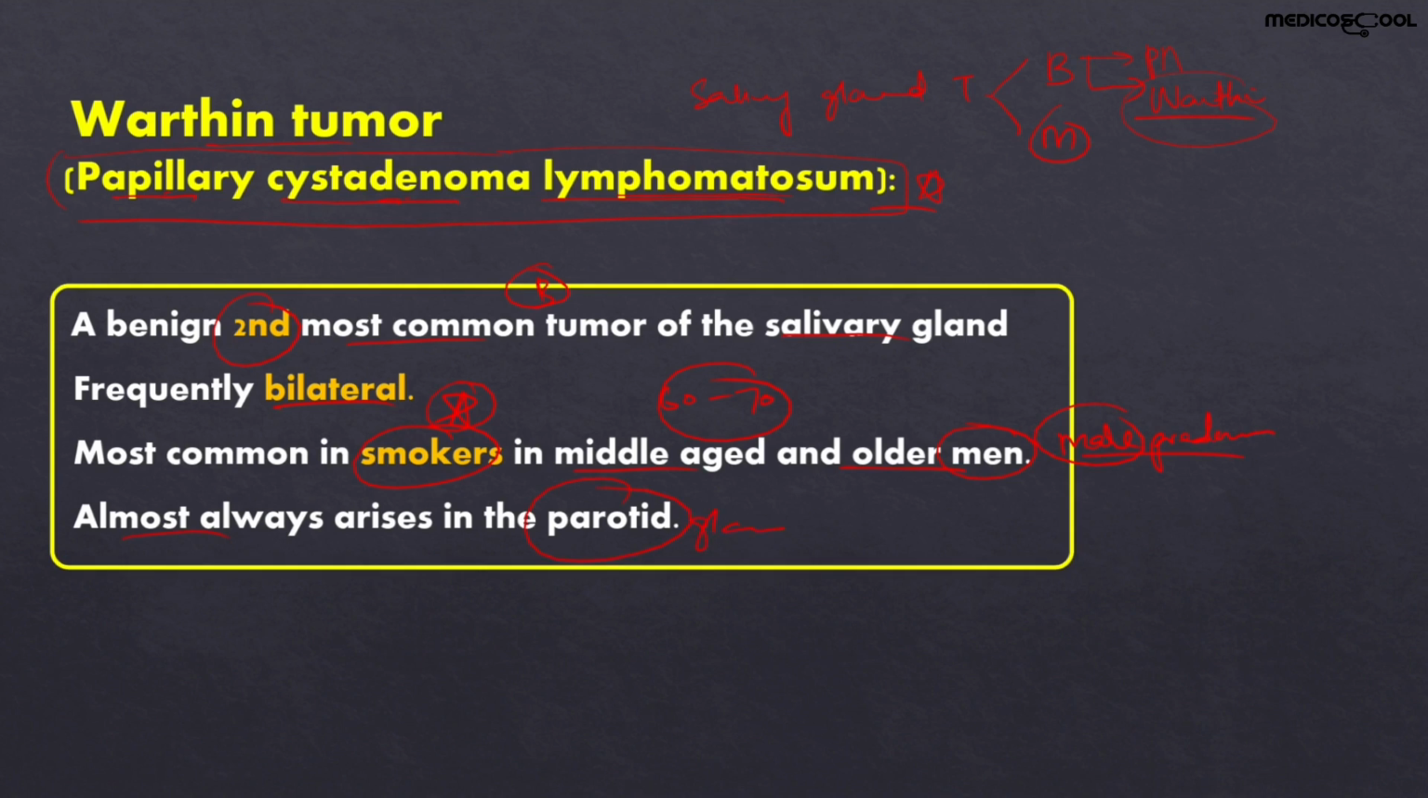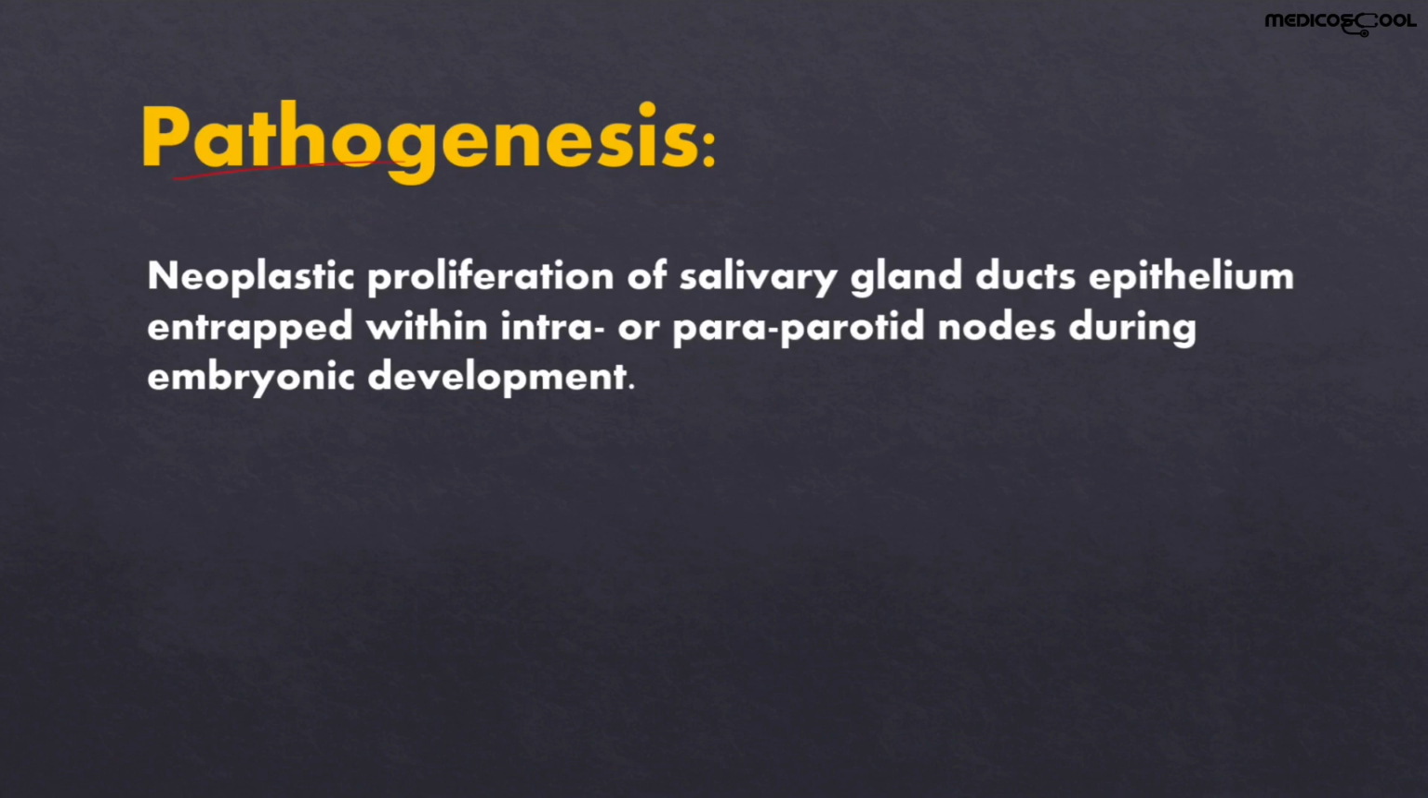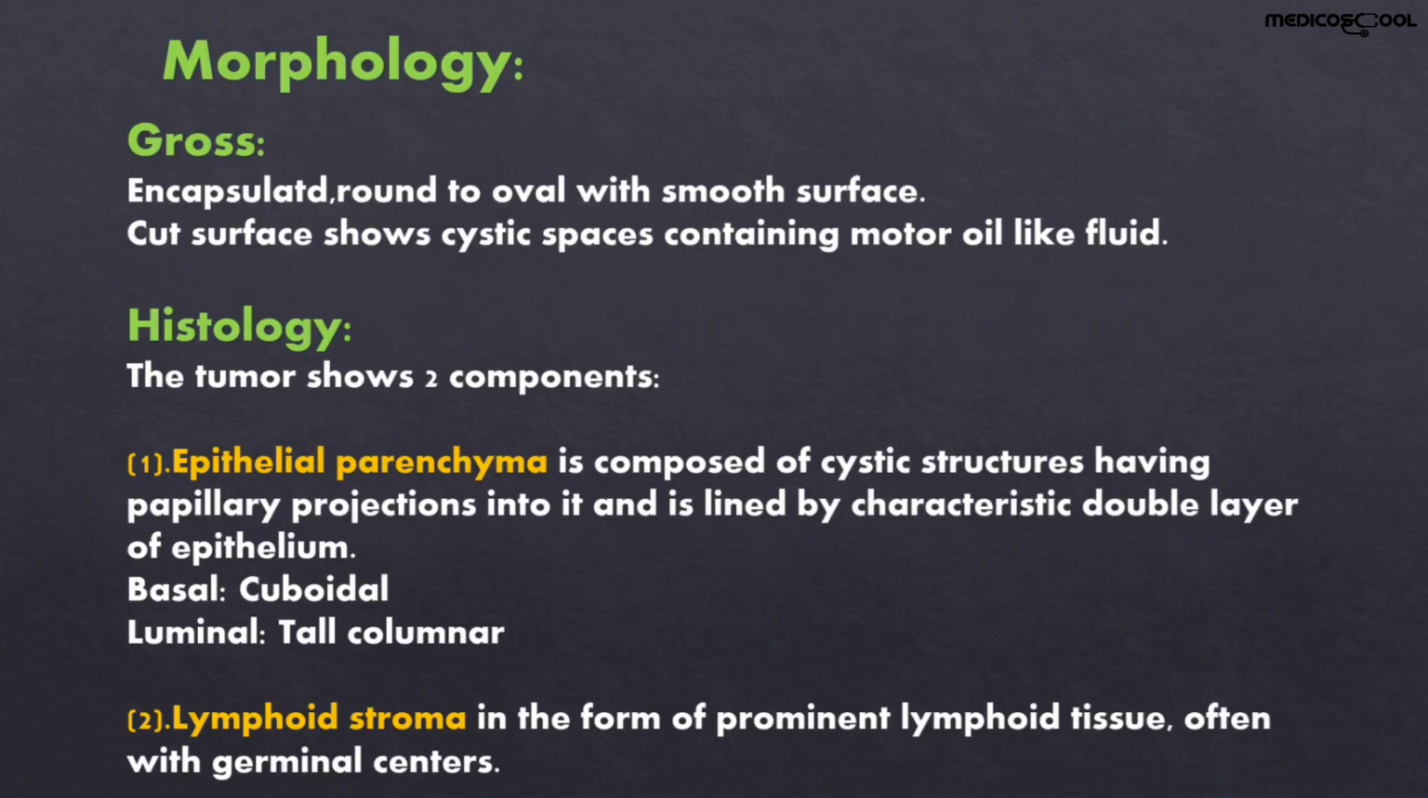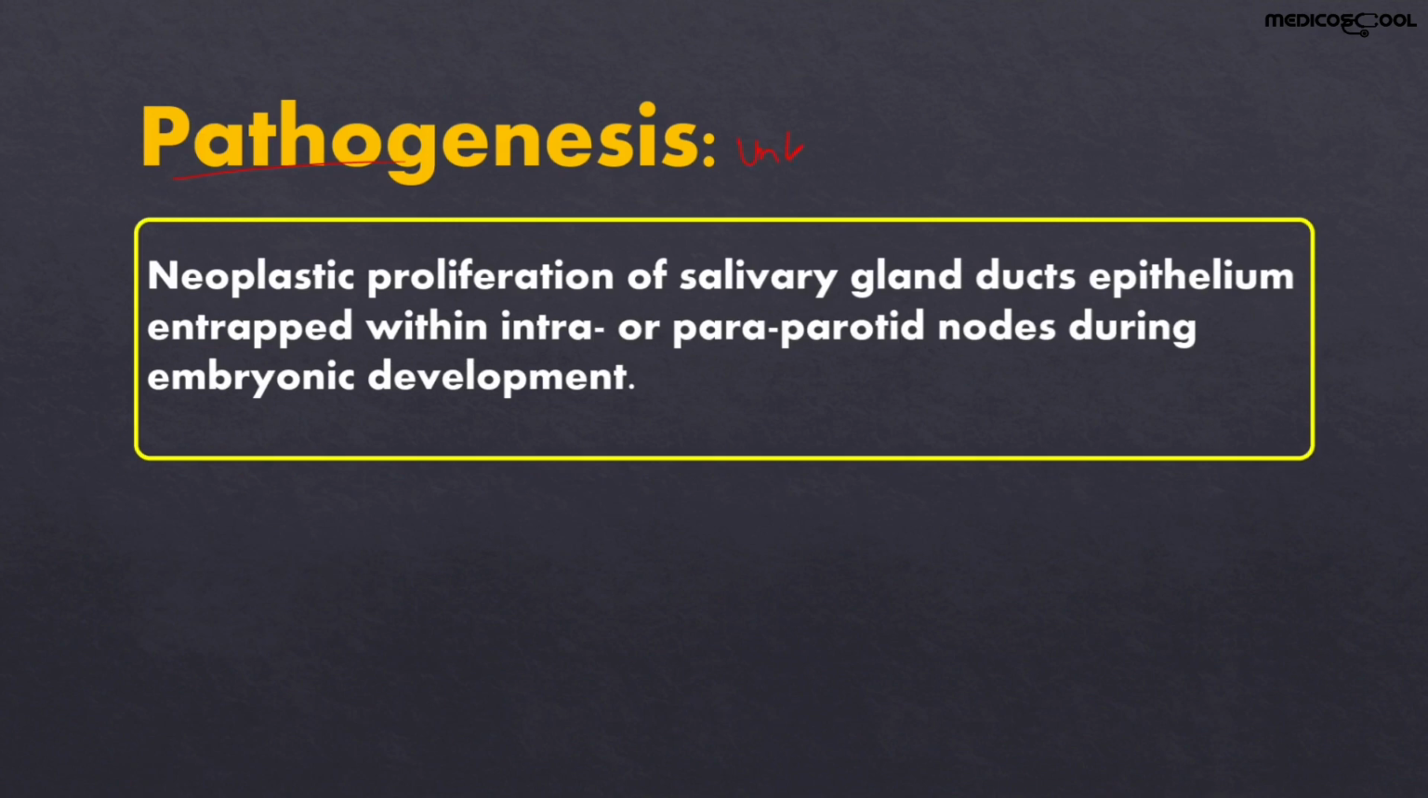Now, let's talk about the pathogenesis of the Warthin tumor. The exact pathogenesis is unknown, but it is said to be due to the neoplastic proliferation of the salivary gland ductal epithelium, which has been entrapped in the intraparotid or periparotid lymph nodes during embryonic development.